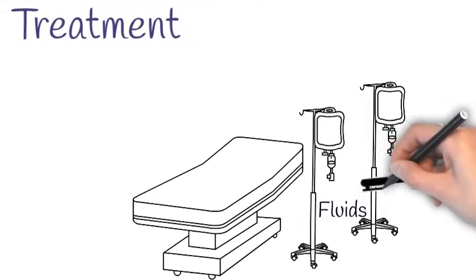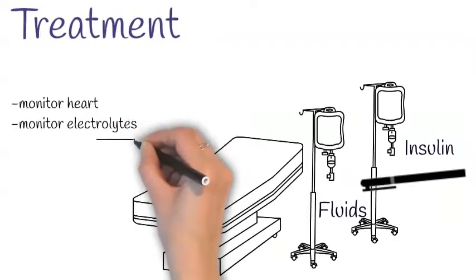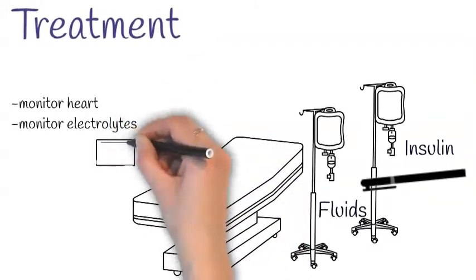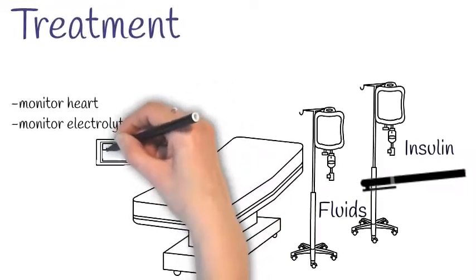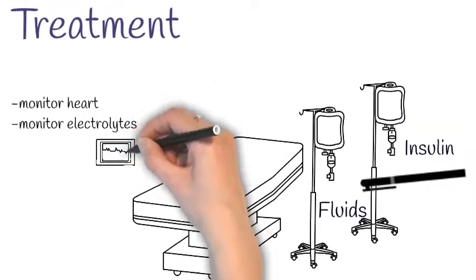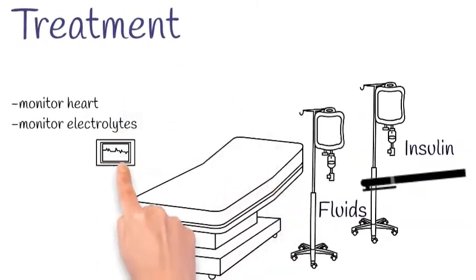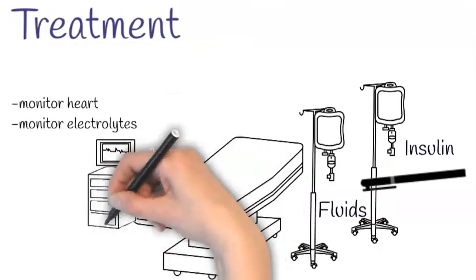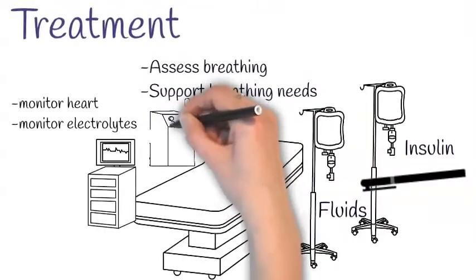We want to monitor the heart and electrolytes. Again, potassium before treatment goes out to party, but once a person gets treated for this, the insulin allows that potassium to slip back into the cell with the sugar. So it can drop, and it can drop quite rapidly. So watch those really closely. And then assess breathing, support breathing needs, assess the patient, and you've done a great job.